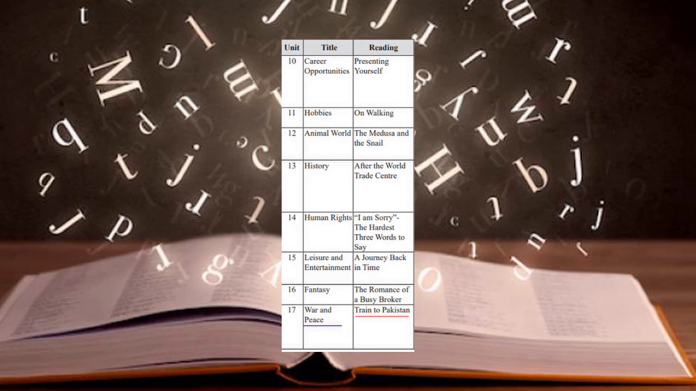Similarly, 17th unit War and Peace prescribes a passage from Khushwant Singh's novel Train to Pakistan, which is set in the context of India's partition in 1947, which led to a communal riot between Hindu and Muslim, in which Hindu killed Muslims and even Muslim killed Hindus.